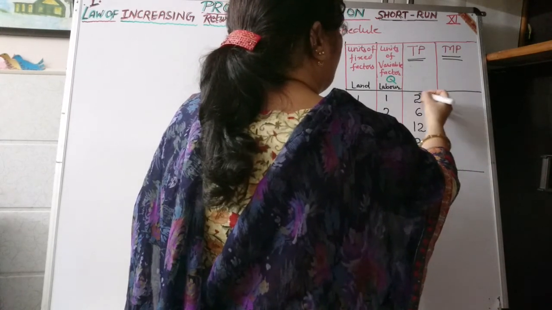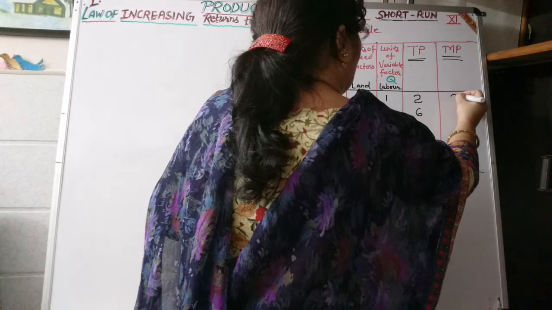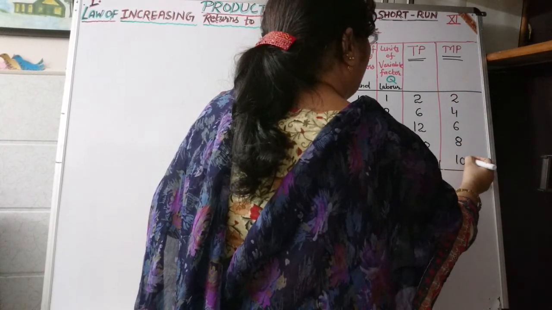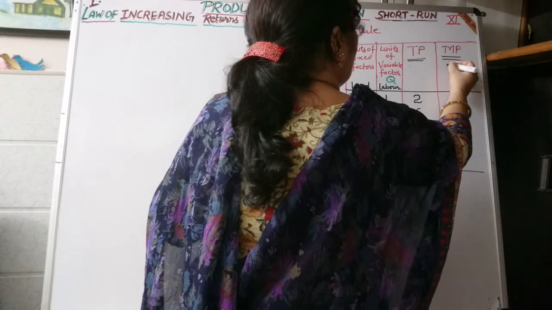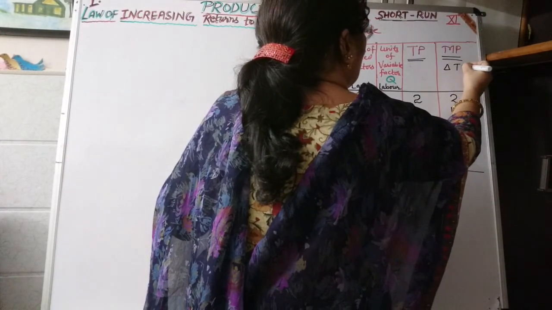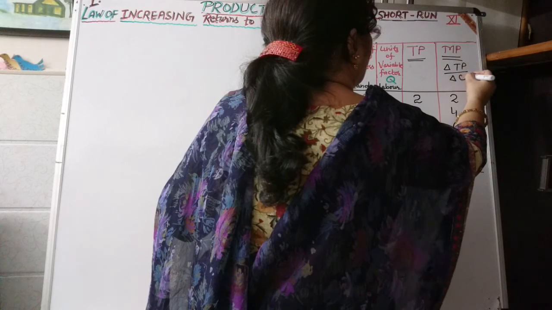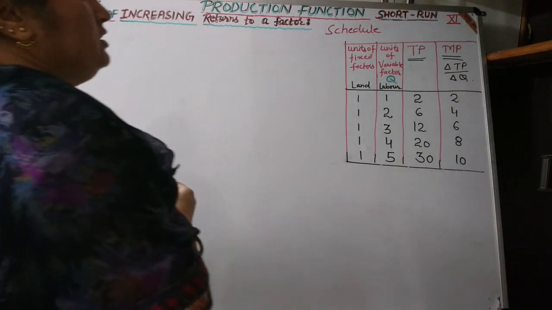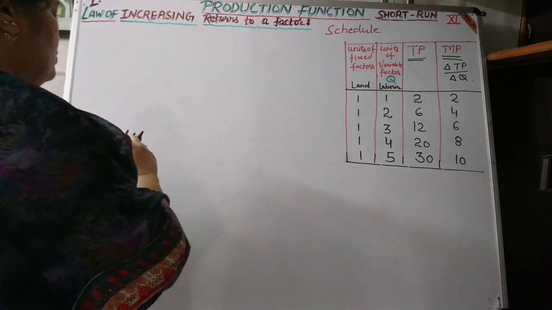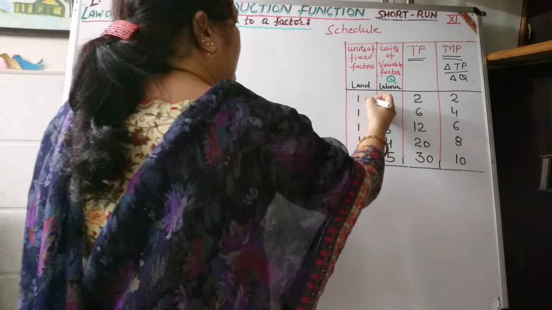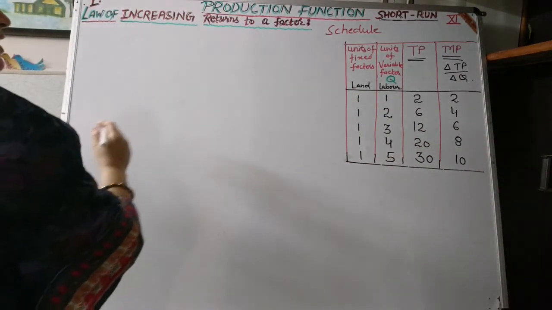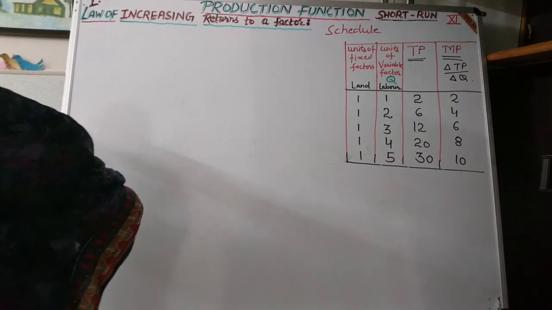Then marginal production: 2, 4, 6, 8, 10. We can calculate marginal production as change in total production divided by change in quantity. In this way we can calculate marginal production. So we are taking 5 levels of output, 1, 2, 3, 4, 5.